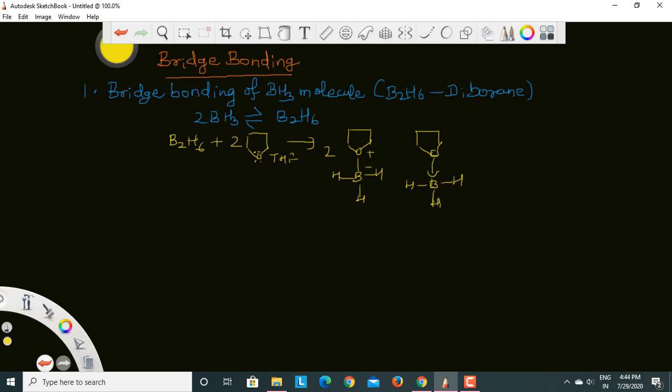So here oxygen will act as donor and boron will act as acceptor. This is the coordinate bond. And you know that a coordinate bond can be written as a single covalent bond by making the donor atom plus, acceptor atom minus. So this shows that diborane and the monomer of diborane, BH3, exist in equilibrium.